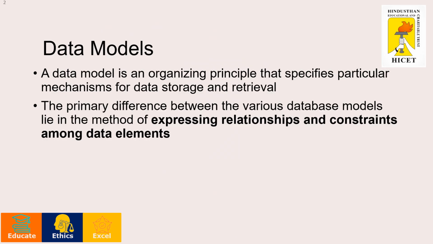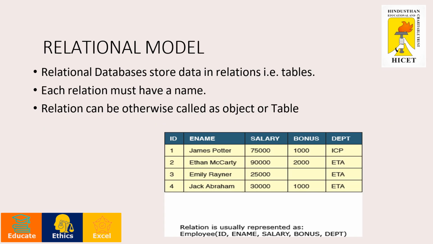Data models. What is actually a data model? A data model is an organizing principle that specifies a particular mechanism for data storage and retrieval. How do we store and retrieve the data? And what is the organizing principle we follow in order to store and retrieve? To make the difference between various data models, we explicitly give up the representations on relationships, constraints among data elements. The various data models available are the hierarchical model, relational model, graph model, etc. In the coming series, we will be discussing the relational model.